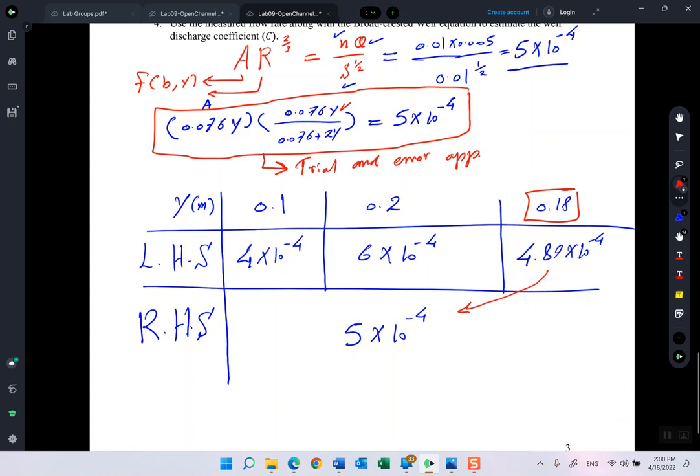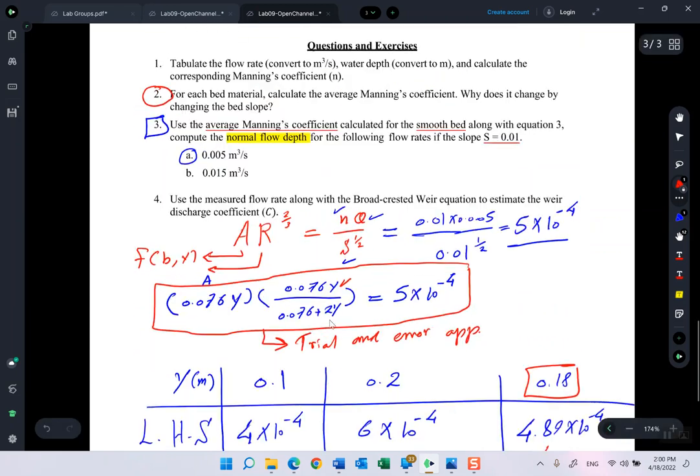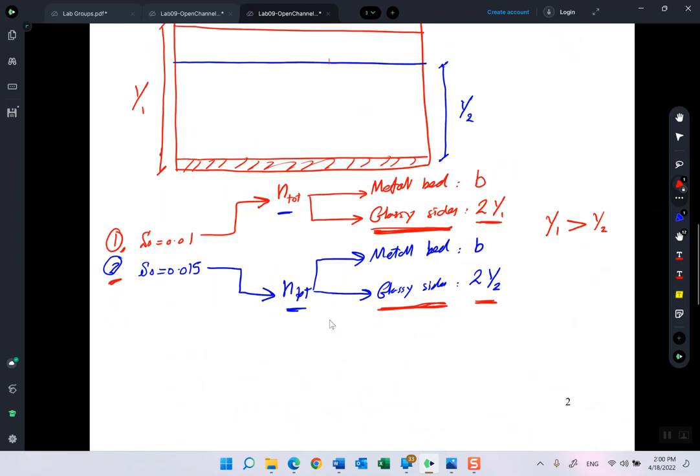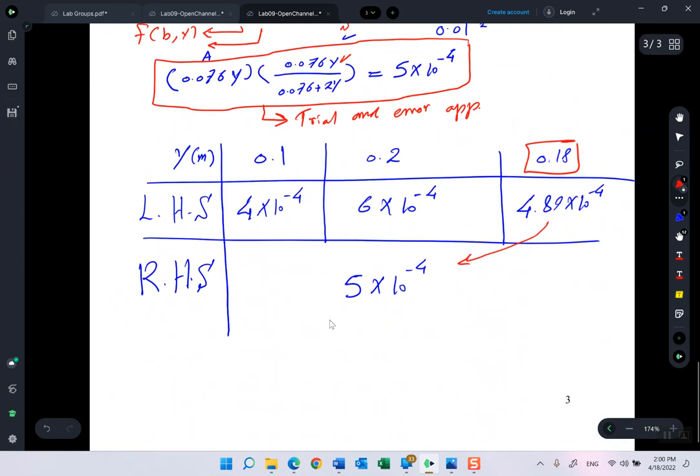Okay? Have you ever dealt with the trial and error approach before? You did, right? Great. So this shouldn't be something new, but this is how we get the normal flow depth in case we are dealing with a rectangular section. And I think this is it for the theoretical part, and we'll have to do the experiment right now.